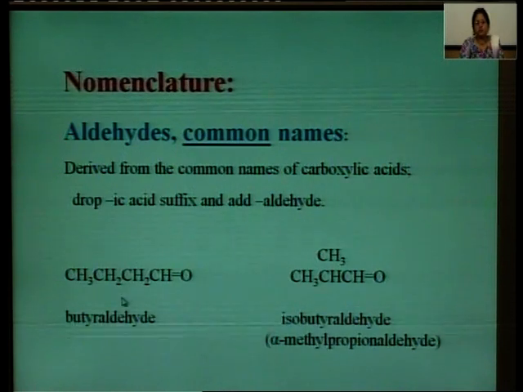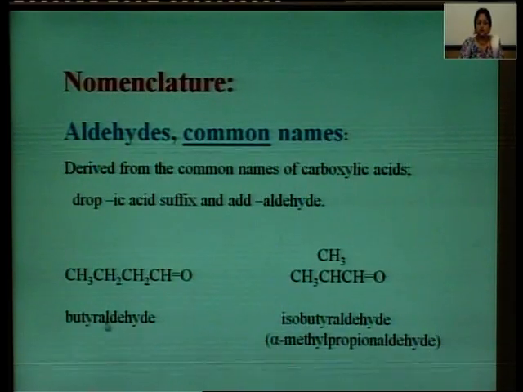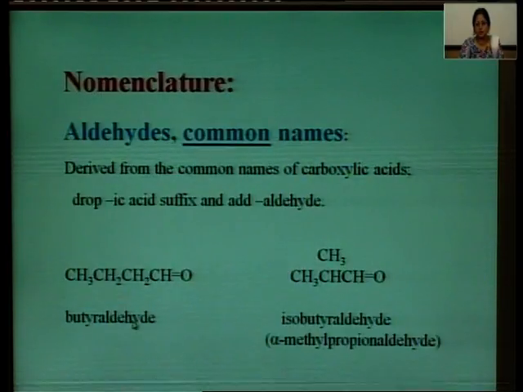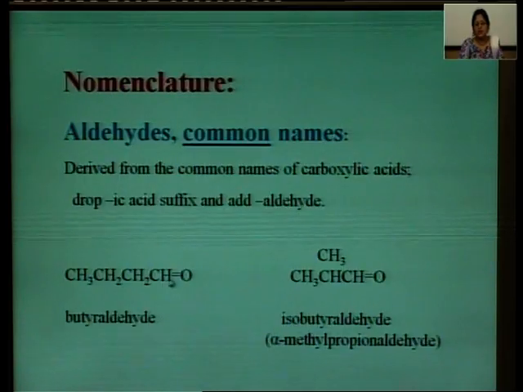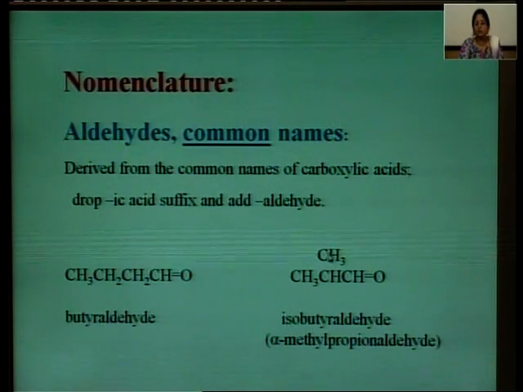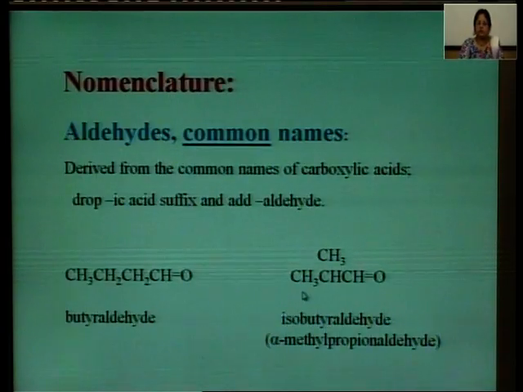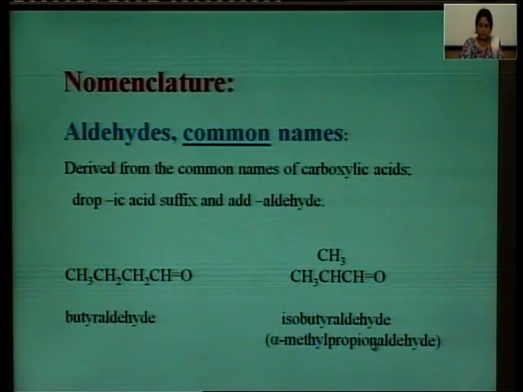For example, butyraldehyde is derived from butyric acid. The ic of butyric acid is replaced with aldehyde, so the name of the compound becomes butyraldehyde. Similarly, isobutyraldehyde from isobutyric acid. Why is this compound known as isobutyric acid and why is this known as butyric acid? As we know, any compound containing a 4 carbon chain is butane, and if it has an aldehyde group, it will be butyraldehyde. Why the word iso? Because the two substituents attached to one of the carbons are the same, that is why the name iso. So this compound becomes isobutyraldehyde, or it can be named otherwise alpha methyl propionaldehyde.